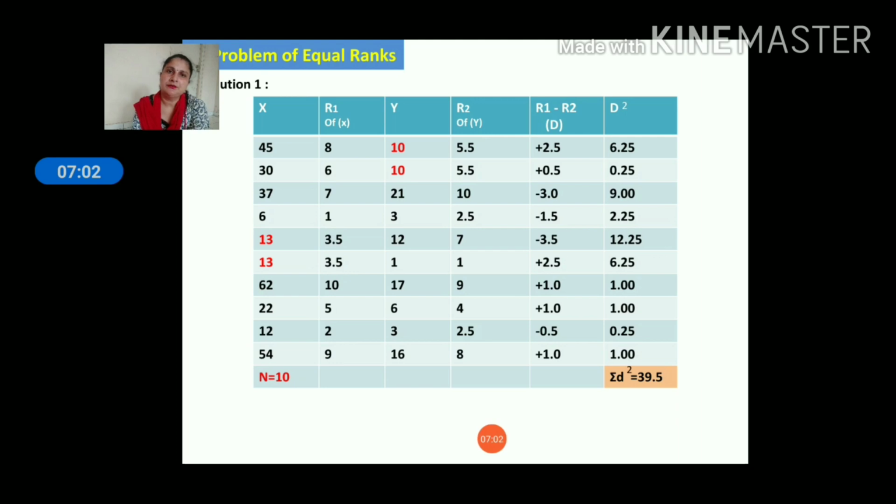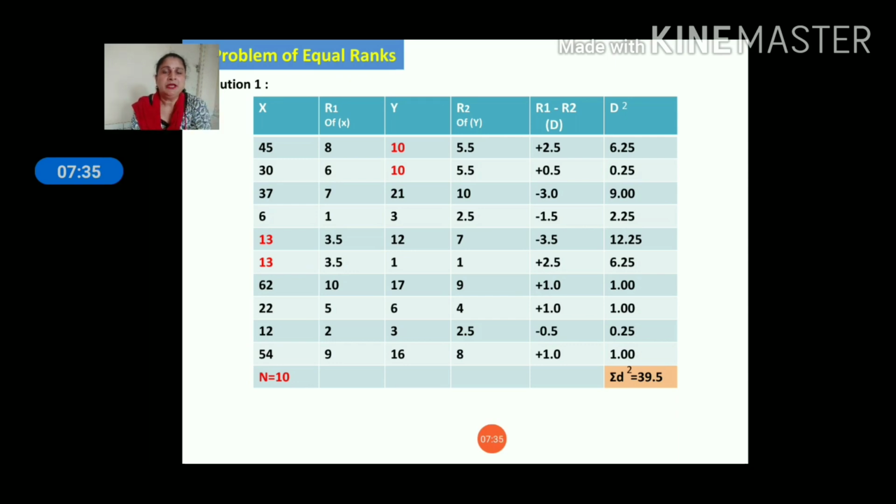After that 3 is given, and 3 is repeated twice. So ranks 2 and 3 we will add, we will get 5. 5, because 3 is given 2 times, so we will divide it by 2. So 5 divided by 2 we will get 2.5, 2.5 for 3. Now up to 3 rank we have shared and given, and the next value 6 will be given 4, not 3, because 3 we have already taken.